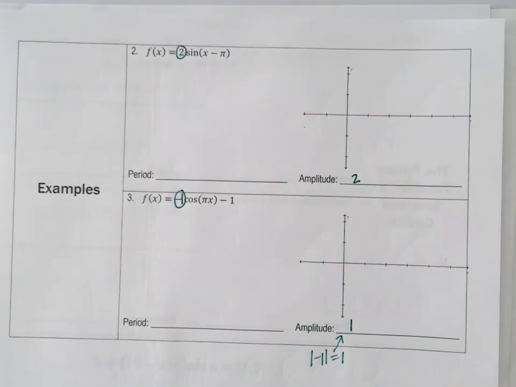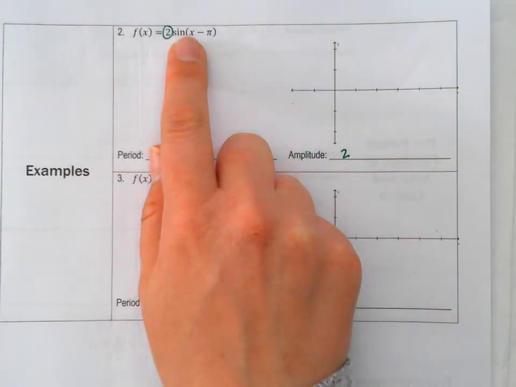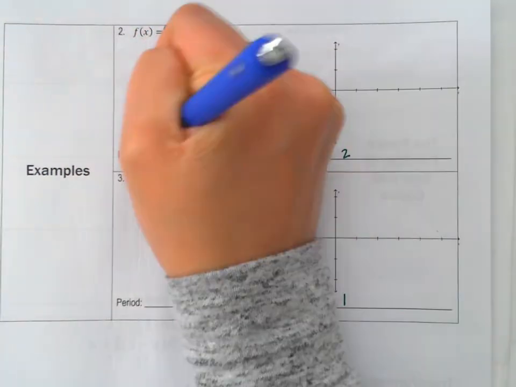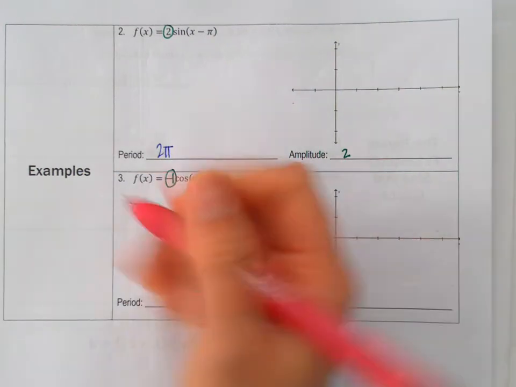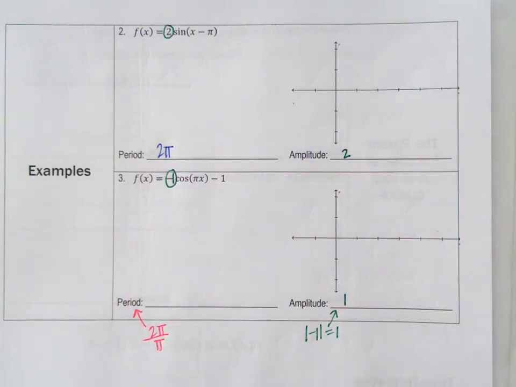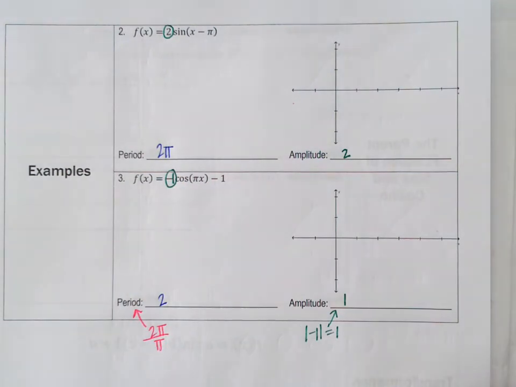Okay, so then let's look at what our period will be. Now we have to think, is there a B term here? Is there something that's being multiplied by X? And there isn't, so my period is going to stay the same as 2 pi. Then we look at 3 and think, what's being multiplied by X? That's pi. So for that period, it's going to be 2 pi divided by pi, which gets me 2. And that is the answers for those parts.